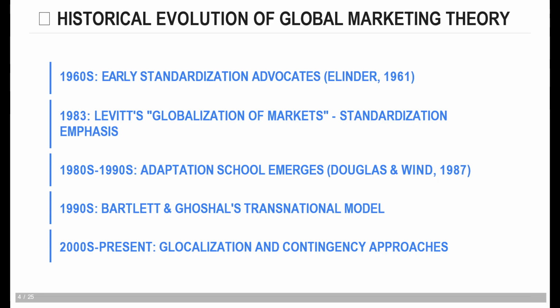Bartlett and Ghoshal introduced the transnational model, which recognized the need to balance global integration with local responsiveness. From the 2000s up to the present, the concept of localization emerged, emphasizing the need to combine global and local strategies.